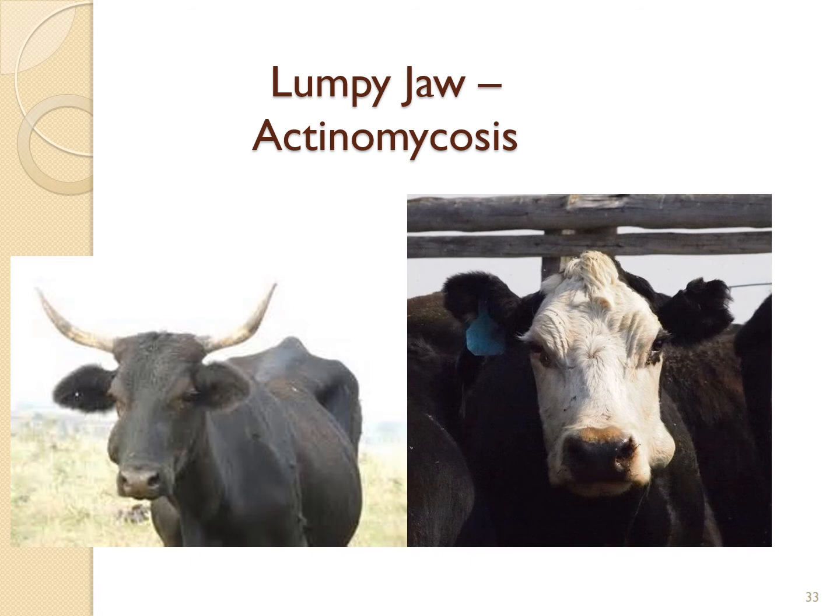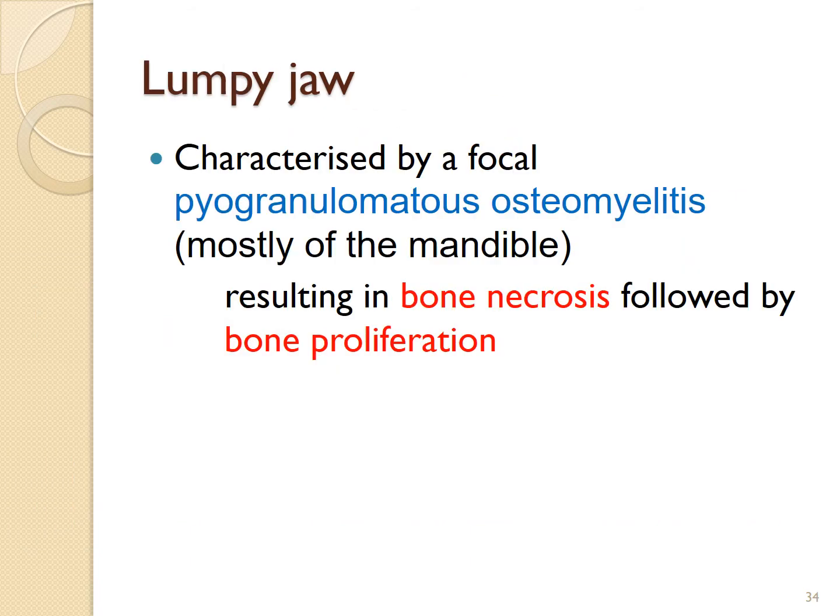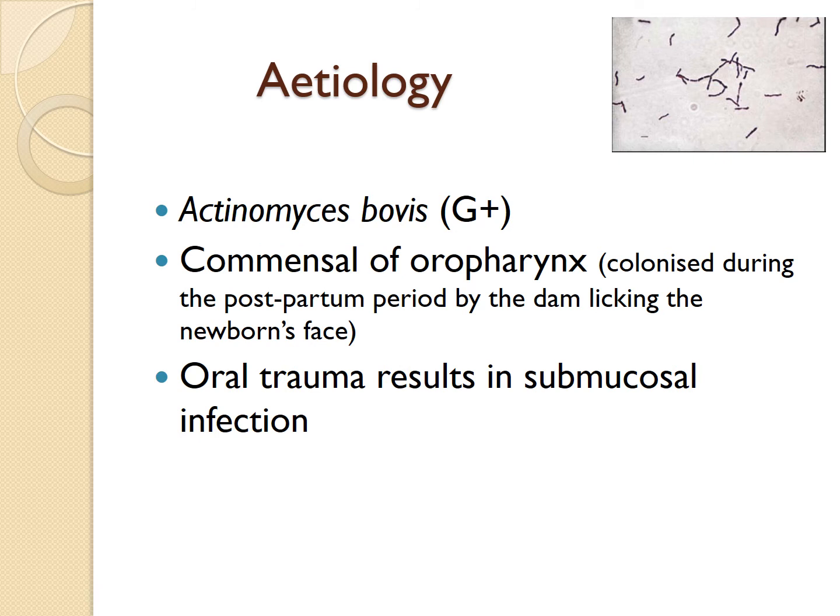Actinomycosis, or lumpy jaw, is characterized by a focal pyogranulomatous osteomyelitis, resulting in bone necrosis followed by bone proliferation. The mandible is affected most often. Actinomyces bovis is a small gram-positive rod-shaped bacteria. It is a commensal of the oropharynx.